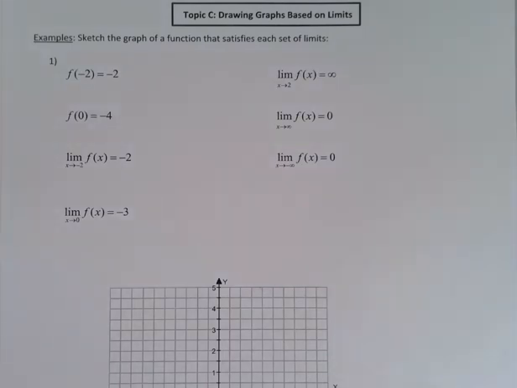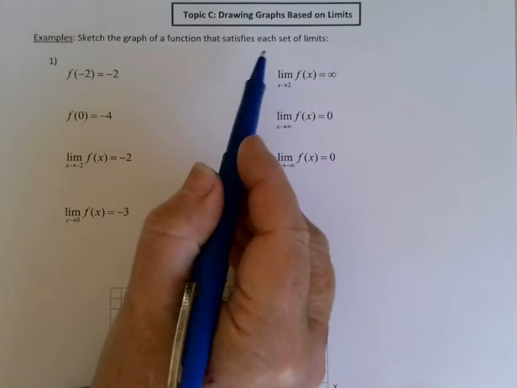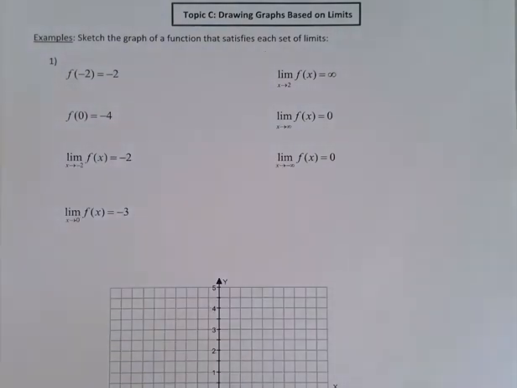This is Math 151, and we're in Unit 1, Topic C. We've been looking at how to find limits by looking at a graph, and in this section we're going to look at how to go exactly the opposite direction. Given information about limits, how could we draw the graph? So our goal is to sketch the graph of a function that satisfies all of the conditions that are listed here.